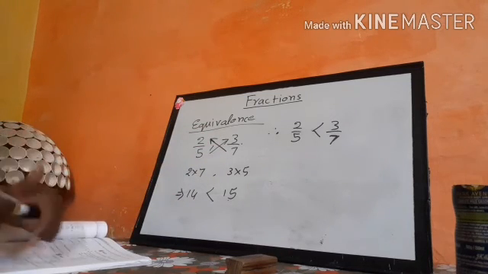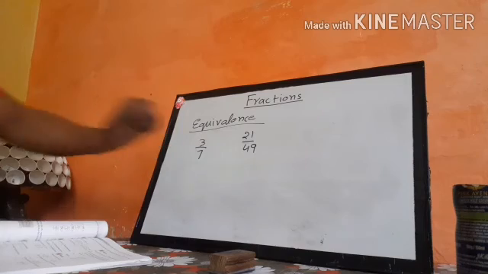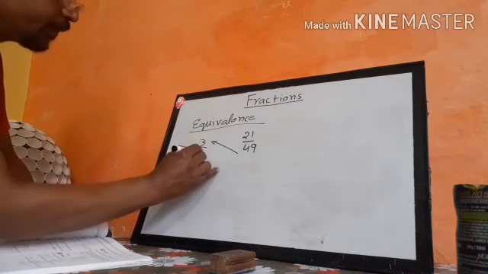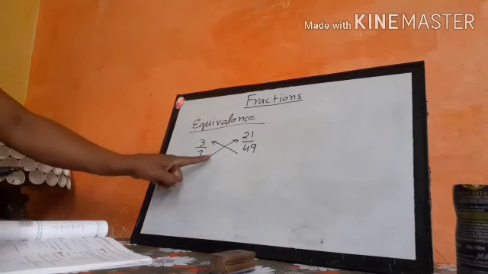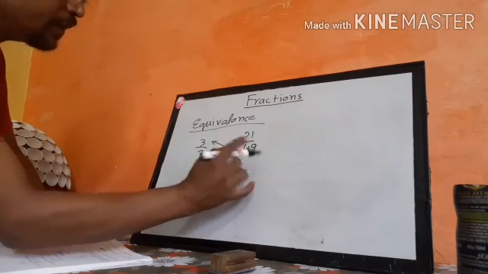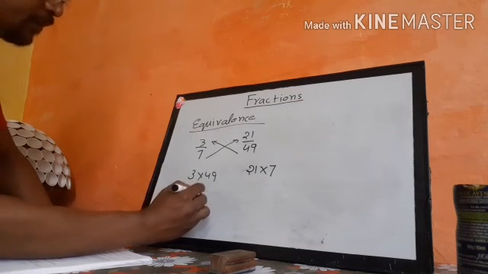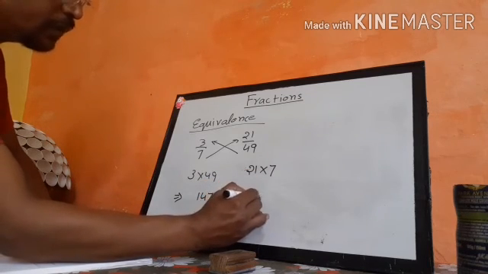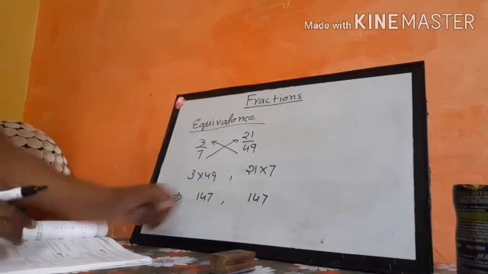Now take one more example. Here 3 upon 7 and 21 upon 49. So let's start the procedure. Cross multiply them. The head of the arrow should be in the upward direction, right? So multiply 3 by 49 and 21 should be multiplied with 7. So here the result will be 147 and here 147. So you can see the result is the same, means the product is the same.